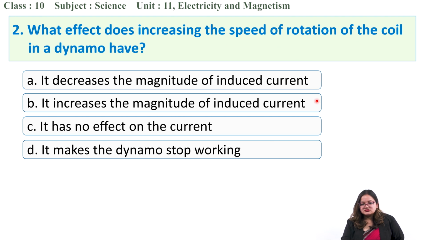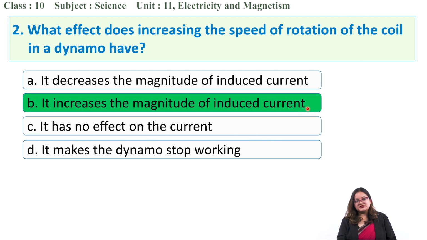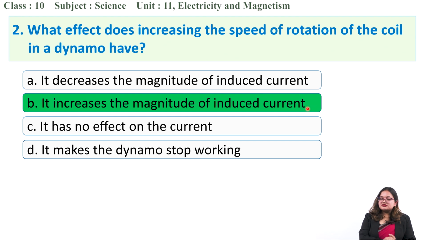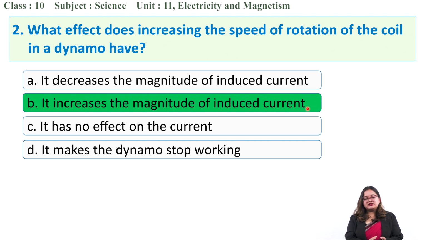Is it correct? No, it does not decrease the magnitude of induced current. Option B, it increases the magnitude of induced current. Third, it has no effect on the current. And the last, it makes the dynamo stop working. I think you know the correct answer. It is option B. It increases the magnitude of induced current, because the rate of change of magnetic flux is directly proportional to the magnitude as well.